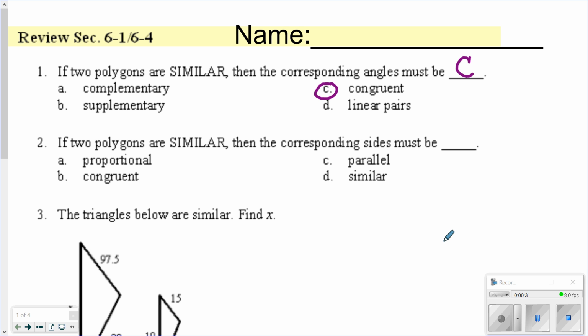2, if two polygons are similar, then their corresponding sides must be A, proportional, B, congruent, C, parallel, or D, similar. The answer here is proportional, A. So just remember that the scale factors must be the same throughout the polygon.